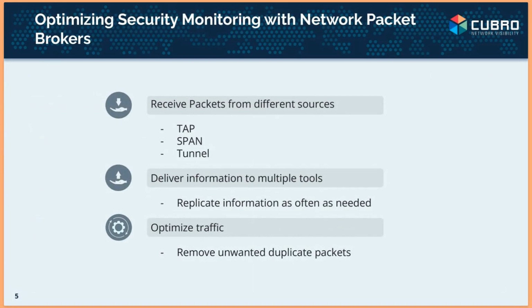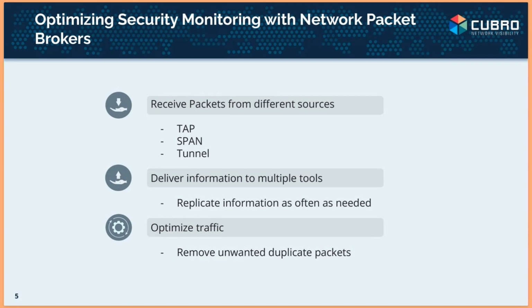So now that we have discussed how the traffic can be extracted, the question is how can the packet broker help? Because now, okay, I can copy all the traffic. The packet broker usually can receive packets from different sources. As we said, it could be a middleware. So it can receive the traffic from a TAP, from a SPAN, like a tunnel. All the traffic can be aggregated in one place, and then we can deliver the information to multiple tools.